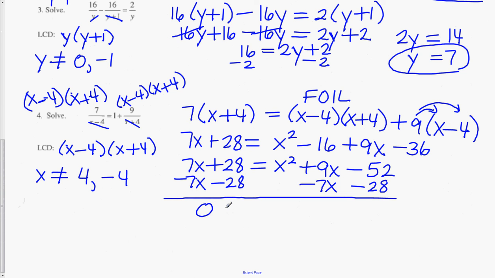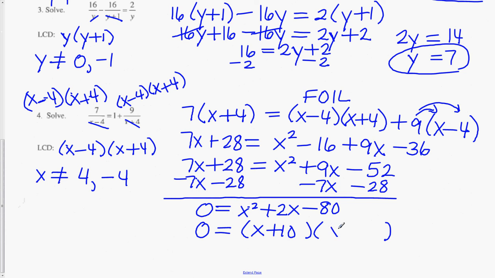So then that's giving me 0. I'm going to have x squared. 9 minus 7 gives me 2x. And negative 52 minus 28 gives me negative 80. So factors of negative 80, the first thing I think of are 10 and 8. 10 times 8 is 80. And so 10 minus 8 would be equal to a positive 2. So that means I'm going to have an x plus 10 and an x minus 8.